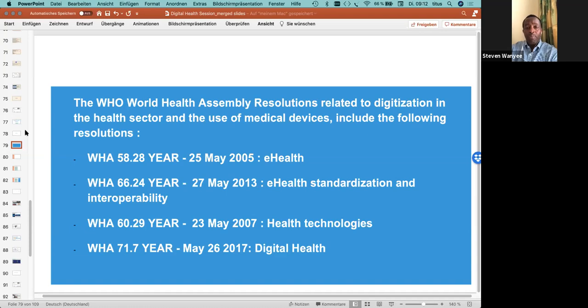So in May 2005, there was a resolution 58.28 made by WHO on e-health. Then again, in May 2013, there was another really key resolution that's relevant to this topic, made on e-health standardization and interoperability. And then again, in 2007, which I should have mentioned earlier, there was also another resolution made on health technologies. And the most recent one, which relates very directly to this topic today, was made in May 2017, on digital health. So it's really important for us to make reference to these key events that have been made by WHO, representing the 194 member states who basically give it the mandate to take care of healthcare across the world. Next slide.